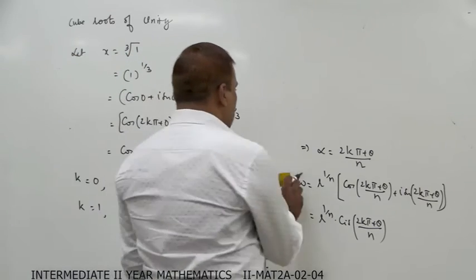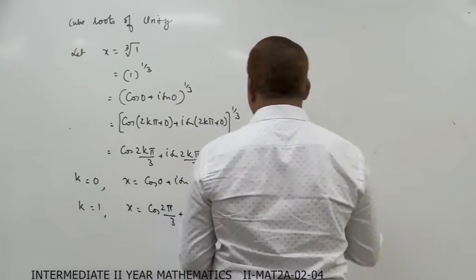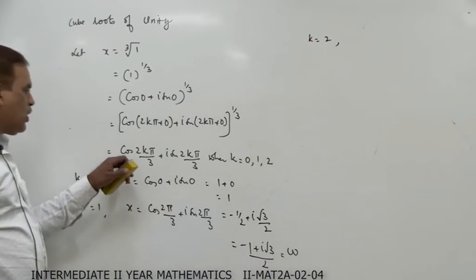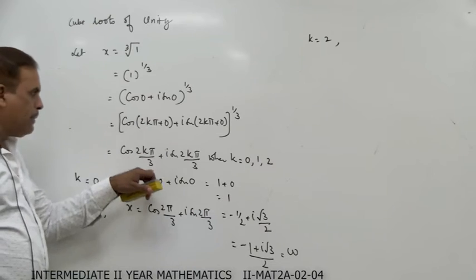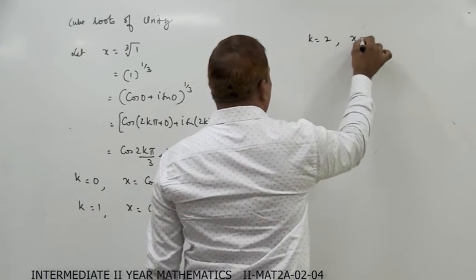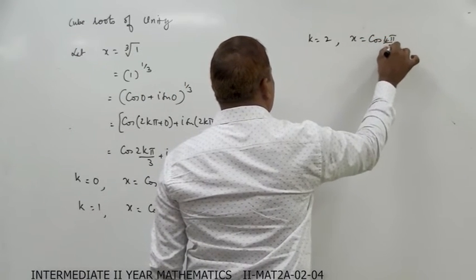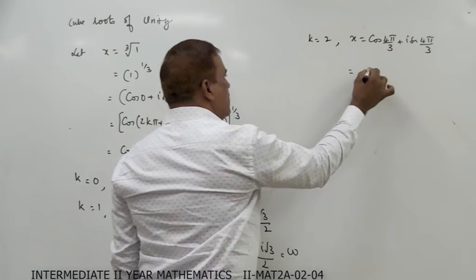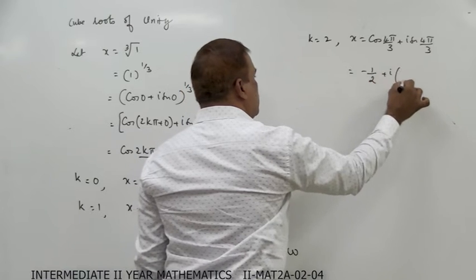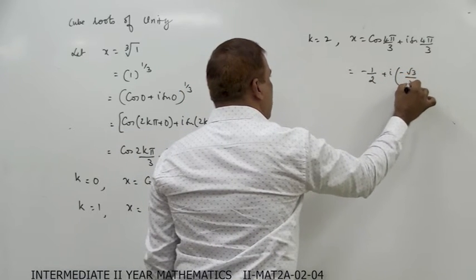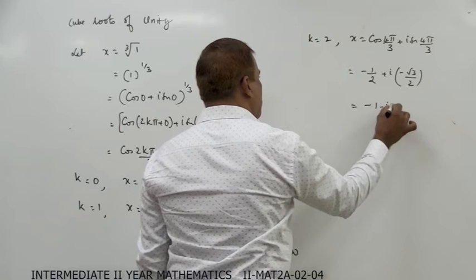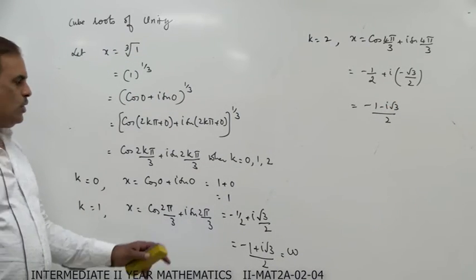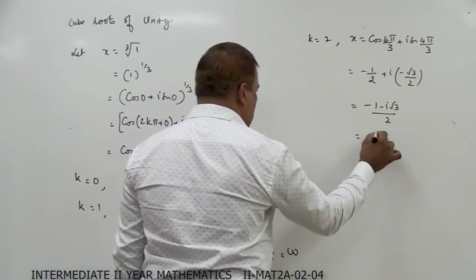Next, let me now take the next one. We took k is equal to 2. If k is 2, then x will be equal to what? 2 into 2, 4 pi by 3. x is equal to cos 4 pi by 3 plus i sin 4 pi by 3. Cos 4 pi by 3 is minus 1 by 2, plus i into sin 4 pi by 3, which is minus root 3 by 2. This is minus 1 minus i root 3 by 2. We take this as omega square.